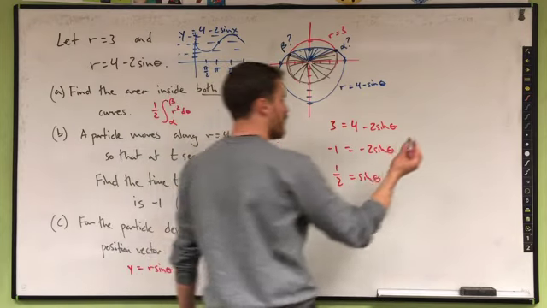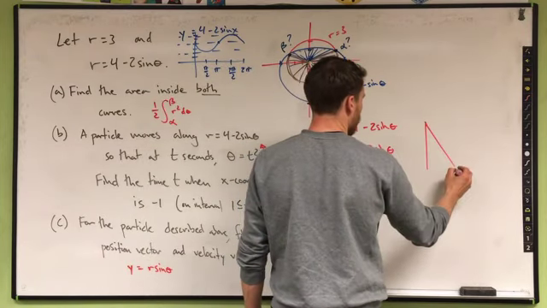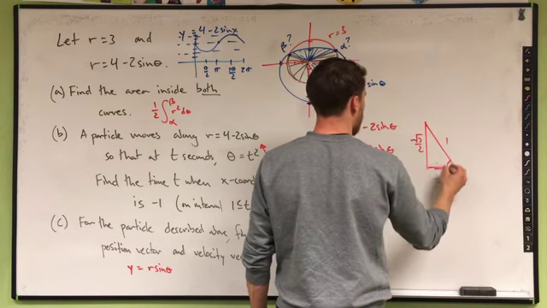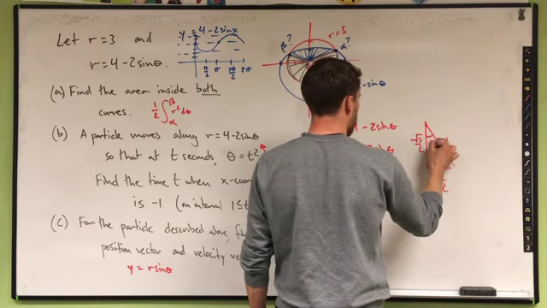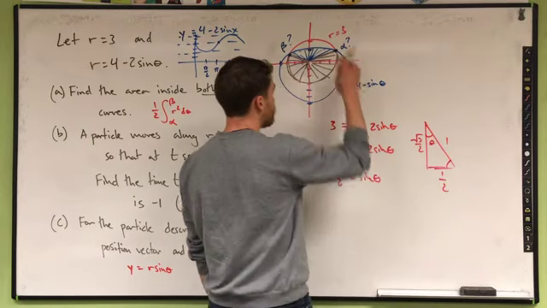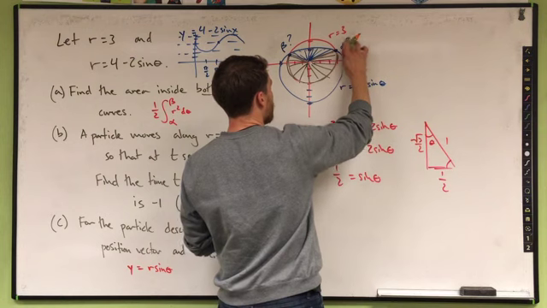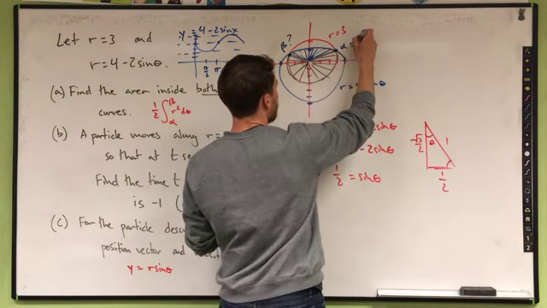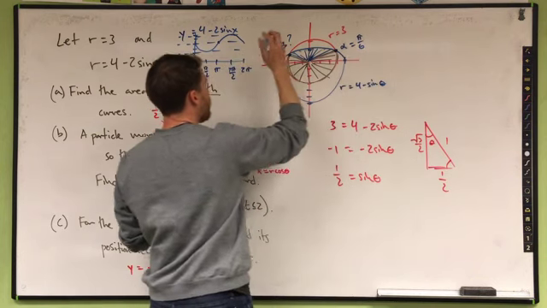And where does sine equal 1/2? Well, my special triangle looks like this. This is 1/2, root 3 over 2, 1. Here is theta, right? Because I'm looking for sine. That's pi sixths. So I think this one is pi sixths. That looks like pi sixths. And 5 pi 6.